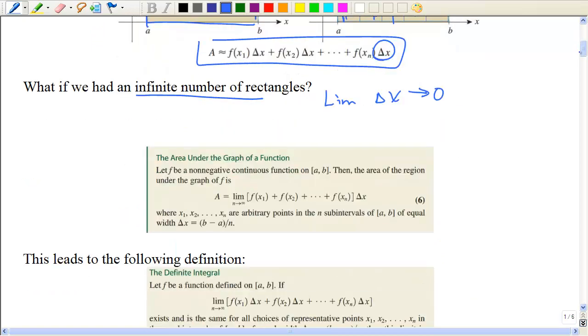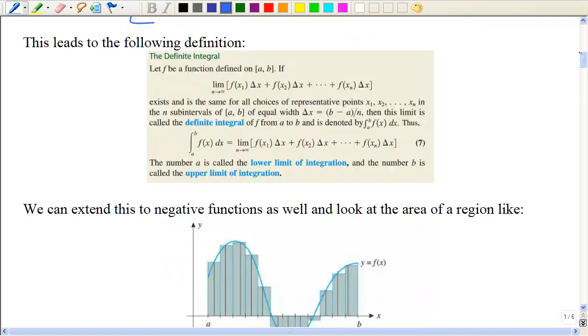And that leads us to this definition: if the graph is non-negative, meaning it's above the x-axis, then the area is the limit as n, the number of rectangles, approaches infinity. The way that would approach infinity is that delta x would approach 0. That's going to give the area underneath the graph. So again, we have an infinite amount of rectangles. That gives us the definition of the definite integral.